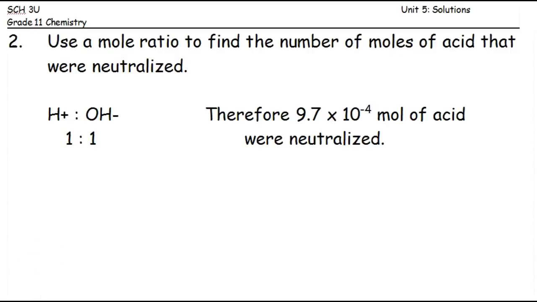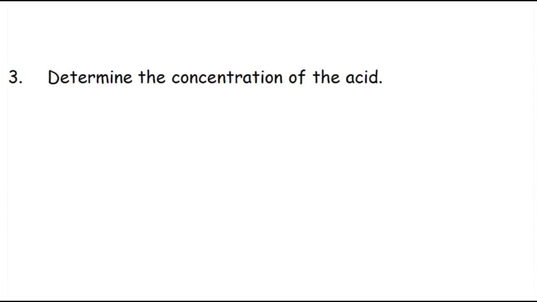Now we have our final step. We're almost done. So the last and final thing to do is to determine the concentration of the acid. Remember, the whole point of this exercise was to determine its concentration. We don't know what it is. So we're going to use the same formula as we have used already in this calculation, which is C equals N over V.